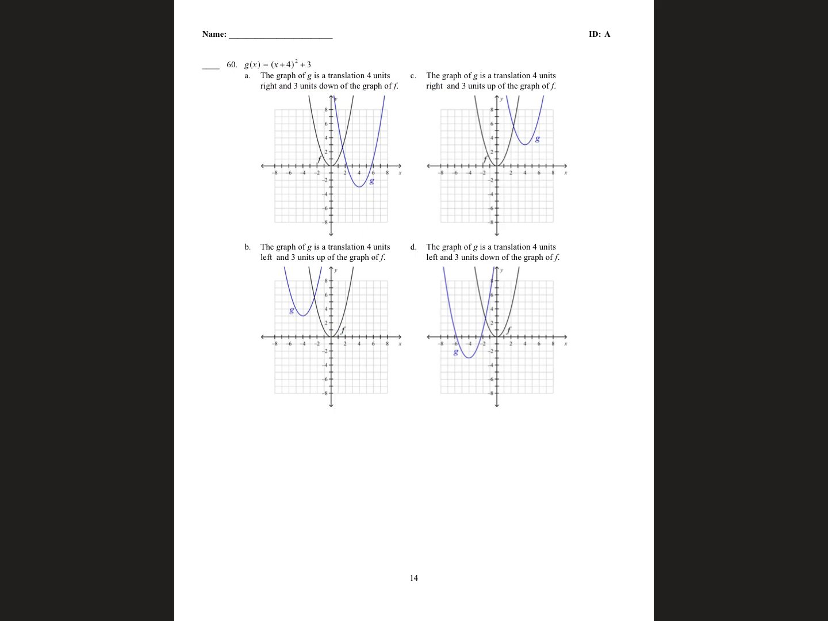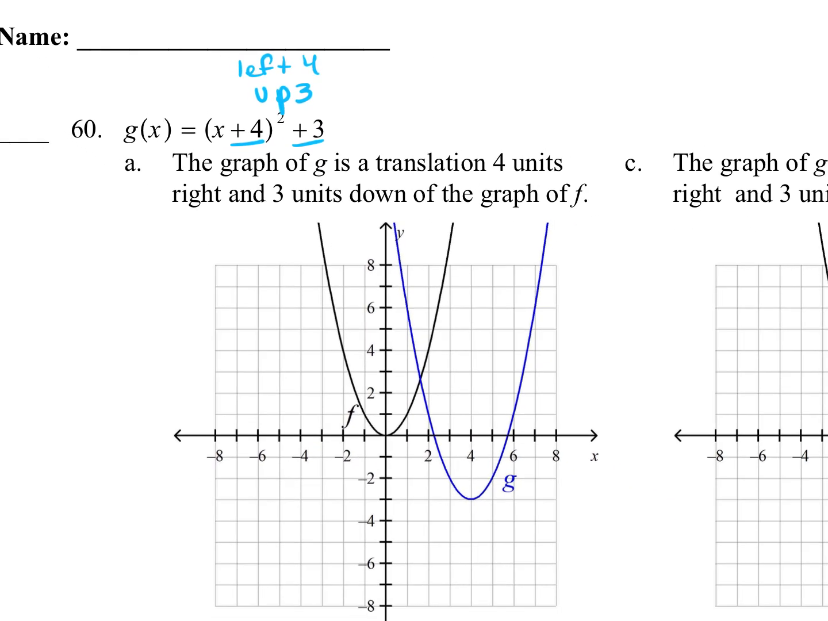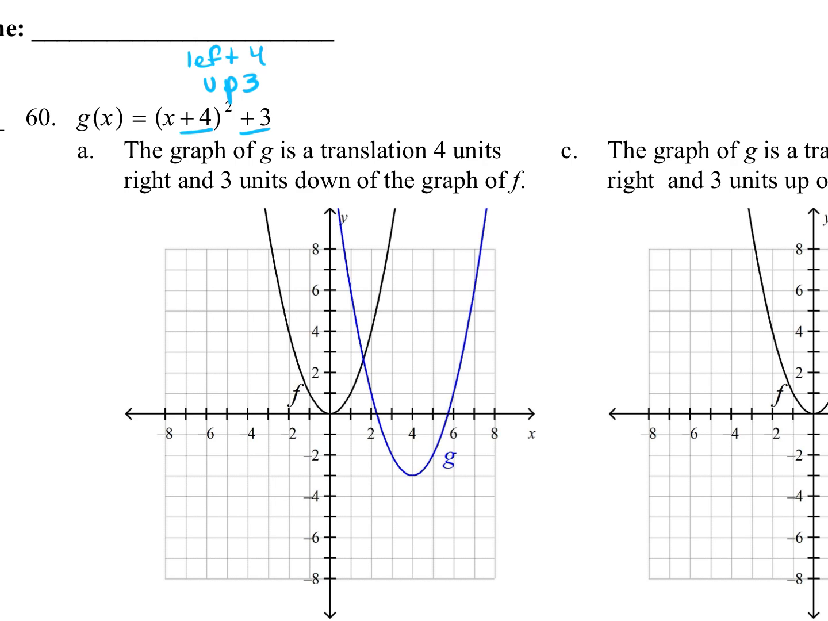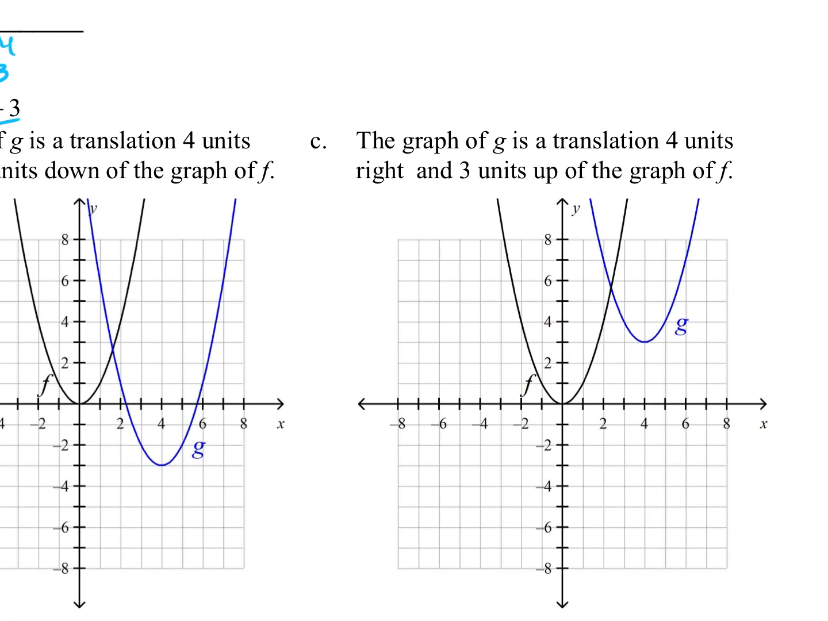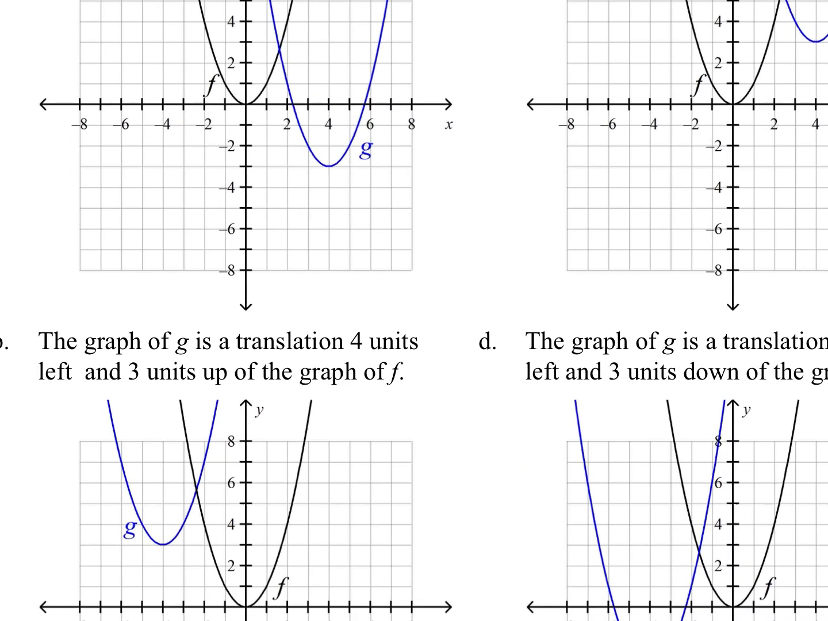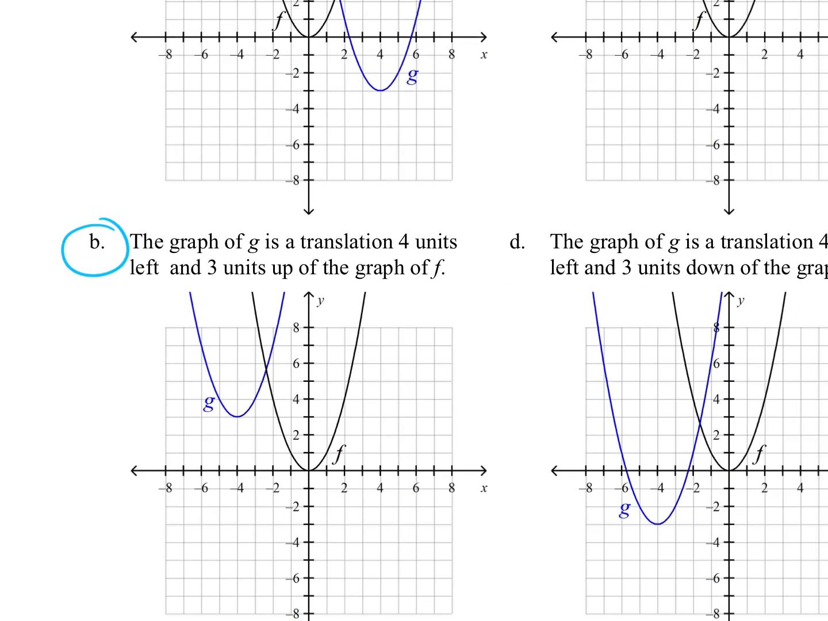Let's look at 60. So what happens when I add 4 on the inside? We go to the left 4 and add 3 on the outside. Up 3. So we're going to the left 4 and up 3. So A says right, that's wrong. C says 4 to the right, so that one's wrong. B says 4 left and 3 up. So my answer would be B.